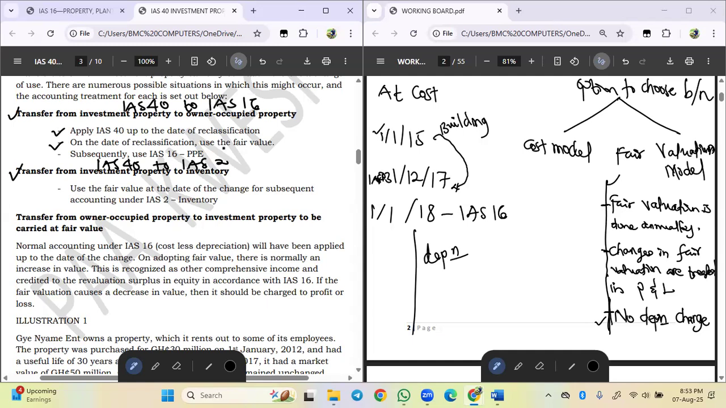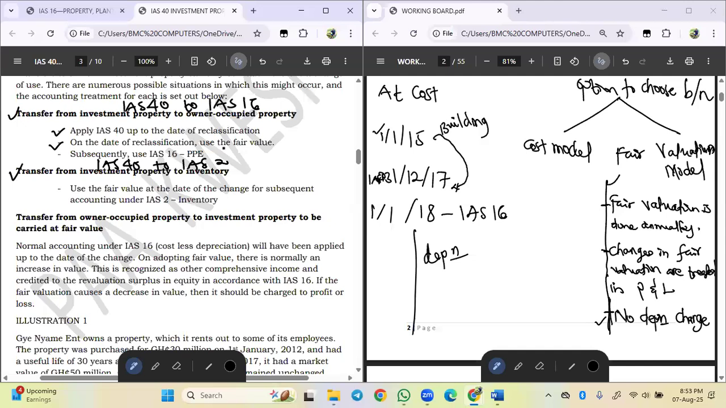So this one too, you use the fair value at the date of change. And for subsequent periods, use IAS 2 inventory. So you don't get confused, we will use questions and you will understand.